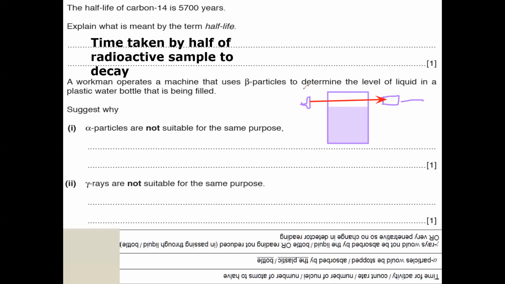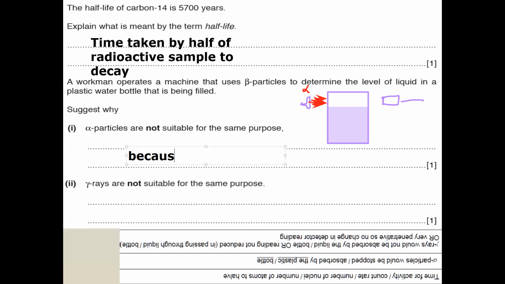But why is an alpha particle not a suitable source? Whether the liquid level is high or low, the alpha particle won't change, because it cannot penetrate or pass through the plastic. It cannot pass through paper, so how can it pass through plastic? That's why an alpha particle is not a suitable source.